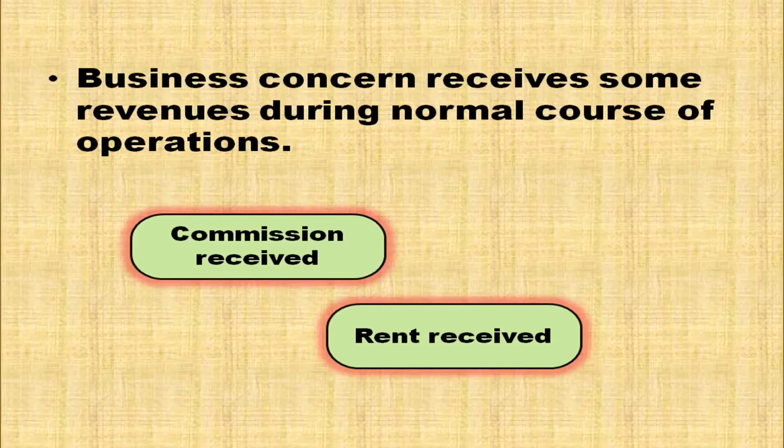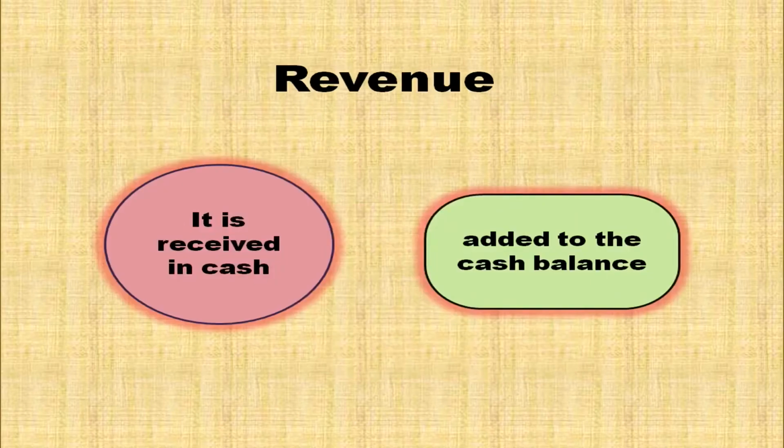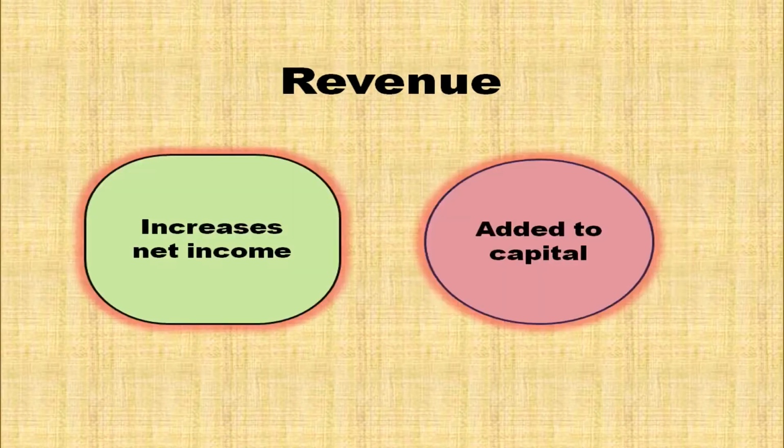A business concern receives some revenue. Just now we have mentioned expenses, so we have to consider revenue also. A business concern receives some revenue during the normal course of operations. Which can be the revenue items? Commission received, rent received, etc. can be revenue items. Revenue is received in cash, so it is added to the cash balance. Revenue increases net income, so it is added to the capital.